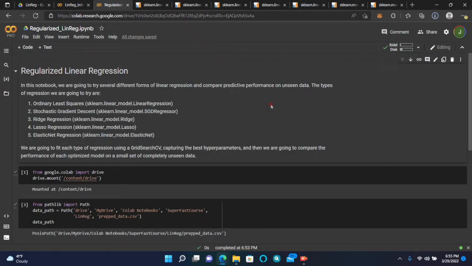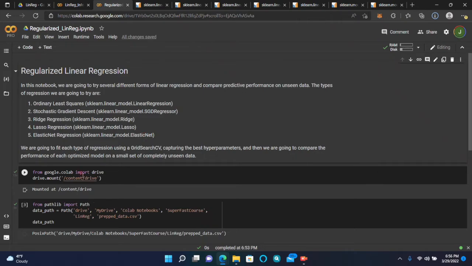Alright, we're actually almost done with the course. What we're going to do here is go through this Colab notebook together. We're going to try 5 different kinds of linear regression, tune their hyperparameters, and then compare the performance of each model on completely unseen data. We're going to try ordinary least squares using the linear regression class from scikit-learn. Then we'll do stochastic gradient descent, which is the SGD regressor. We'll do a ridge regression, a lasso regression, and an elastic net.